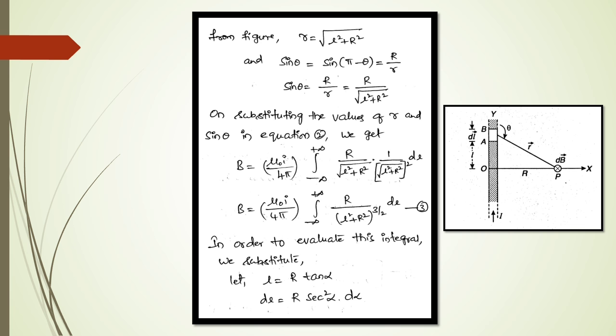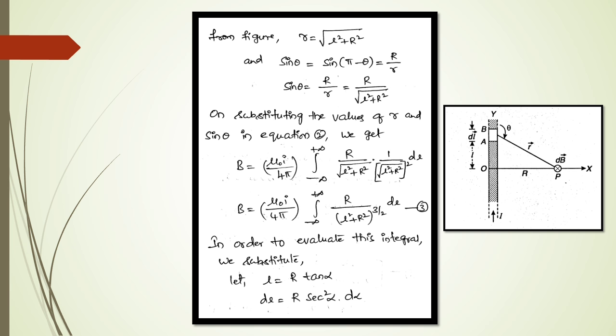On substituting these two values, r and sine theta, in the second equation, we get capital B is equal to mu naught I by 4 pi into the integral from minus infinity to plus infinity of sine theta, whose value is capital R by root of L square plus R square, into 1 by small r square.